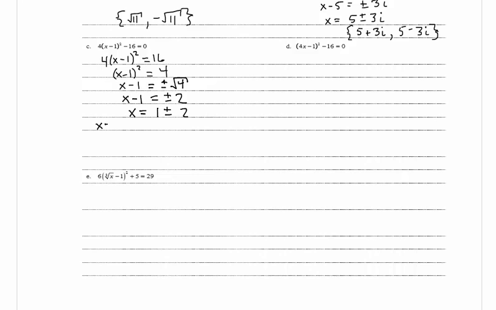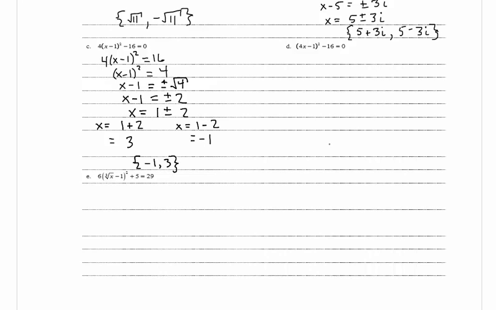So x is equal to 1 plus 2, and x is equal to 1 minus 2. 1 plus 2 is equal to 3, and 1 minus 2 is equal to negative 1. So our solution set is going to be negative 1 and 3.